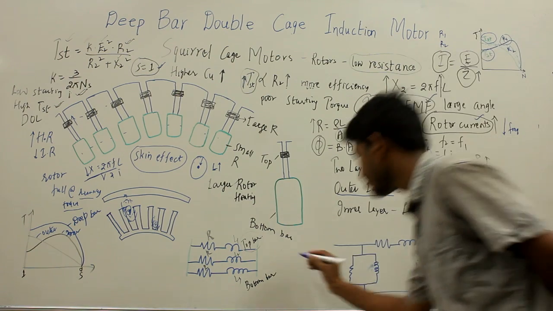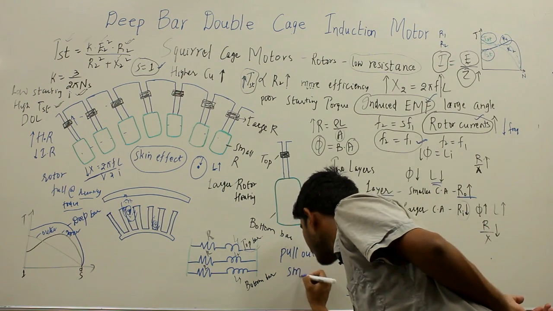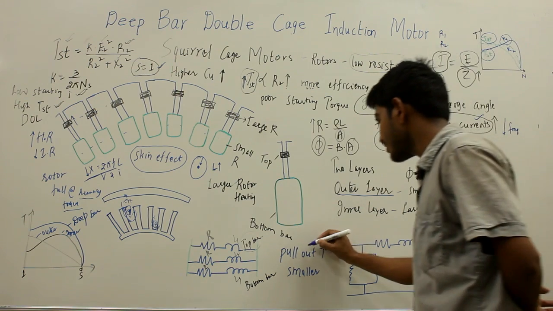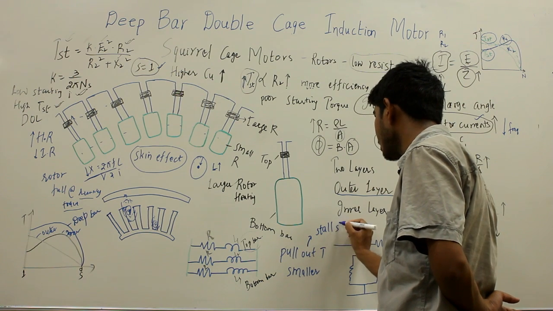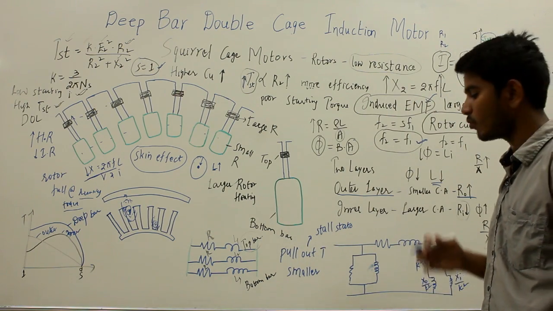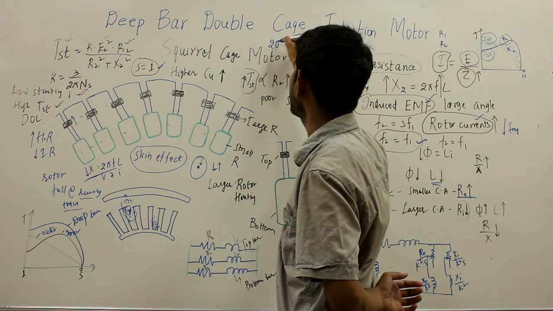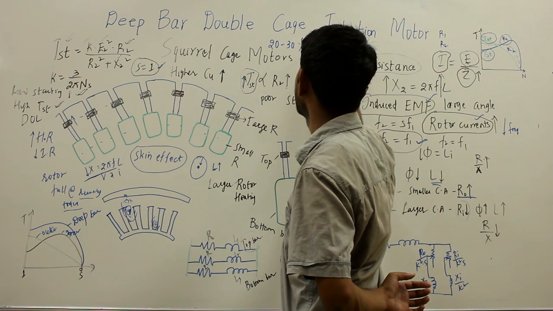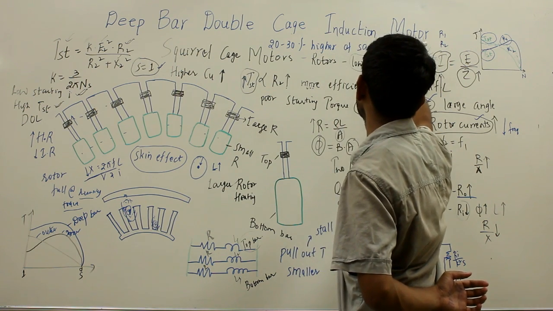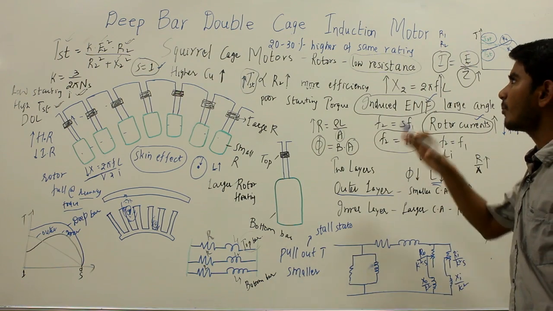And the fourth difference is the pull out torque of your double cage induction motor is smaller than your single cage induction motor, and this pull out torque is the torque after which the motor comes to a stall state, which is nothing but the stop position. So the torque after which the motor comes to a stall state is your pull out torque, and the pull out torque of your double cage induction motor is smaller than the single cage induction motor. And the other main difference you can notice is the cost of this double cage induction motor is 20 to 30% higher than a single cage induction motor of the same rating. So for the same rating, you will be having the higher cost, that is 20 to 30% higher cost, compared to a single cage induction motor.